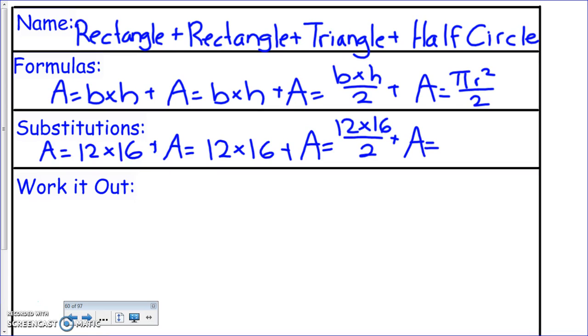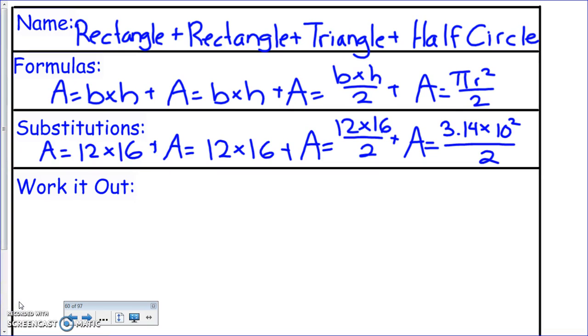Then for the area of the circle, we know the pi is 3.14, and then we know the diameter is 20, so the radius is half that, it's 10. So it's going to be 3.14 times 10 squared. And then because it's half a circle, we're going to divide it by 2. Now we need to work it out.